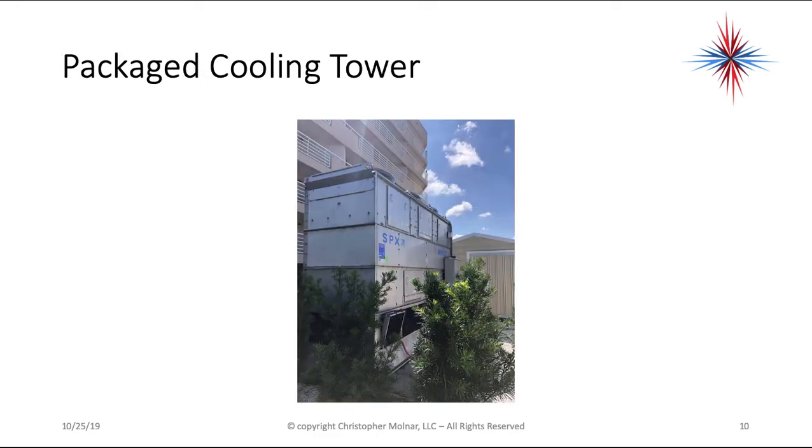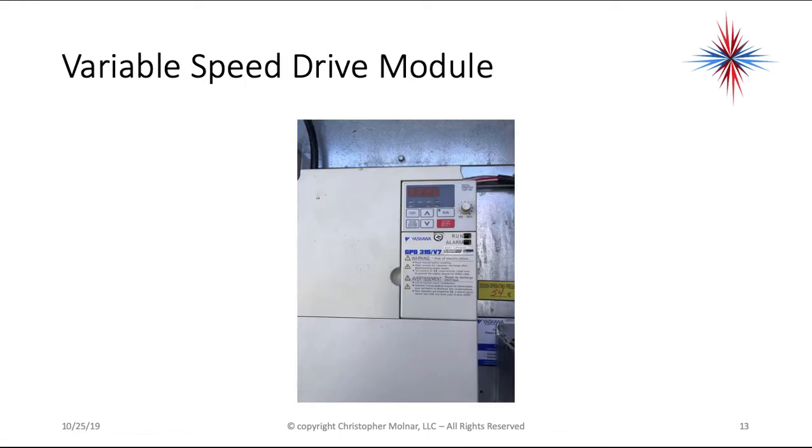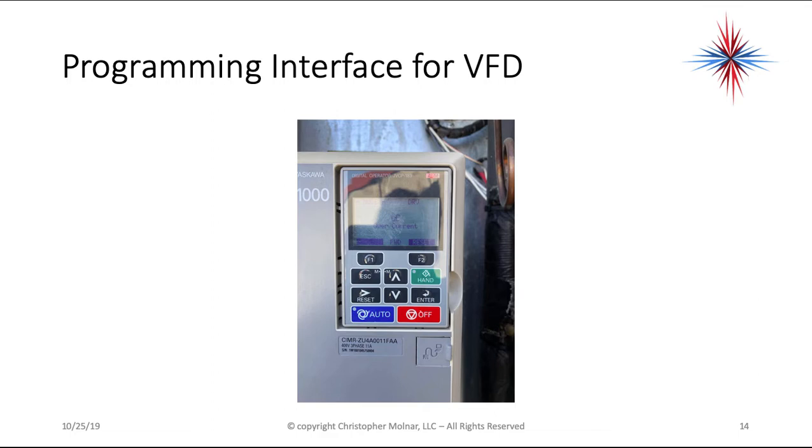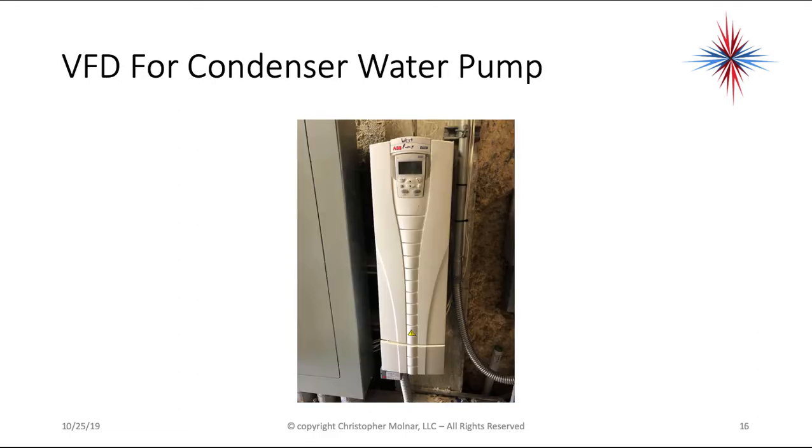We also see VFDs used in package cooling towers. For example, this drive motor that's on the fan is a VFD. We see them in large package units. If you open the package unit wiring compartment and see a module that looks something like this, it's going to be a VFD. And it usually has a programming interface. We'll go into that a little bit more. You're going to see them on the condenser water pumps. Some might be older, some might be newer, but a VFD can be adapted to existing equipment. This is an example of an ABB, that's the manufacturer, VFD.